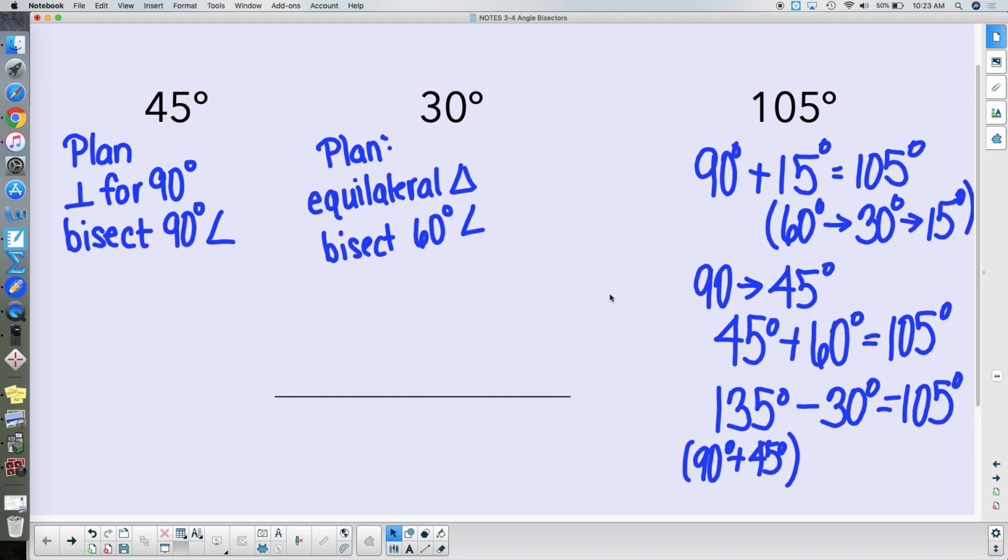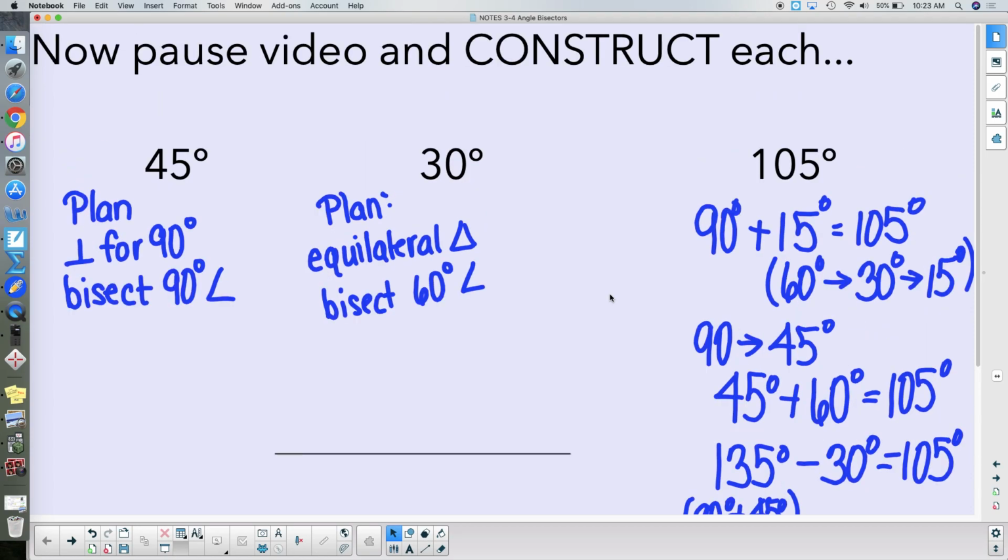So jot down a plan, and then you're going to pause the video and actually try to create these from what you've got, working with your table partners. This is not a do this all by yourself. Actually pause videos, look around, see who you can work with. When you come back, then we'll show you what it could have looked like.